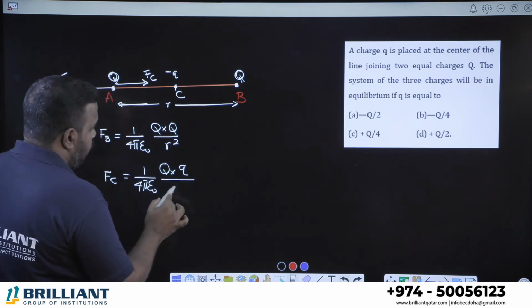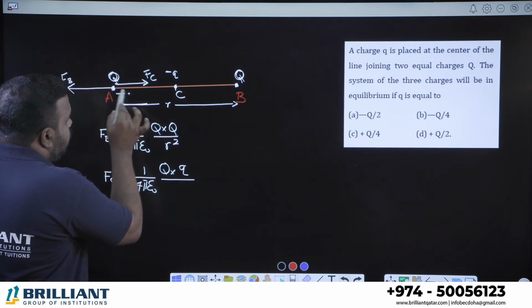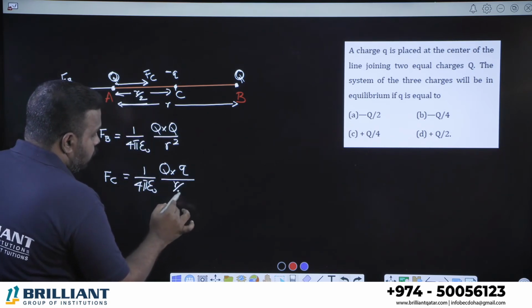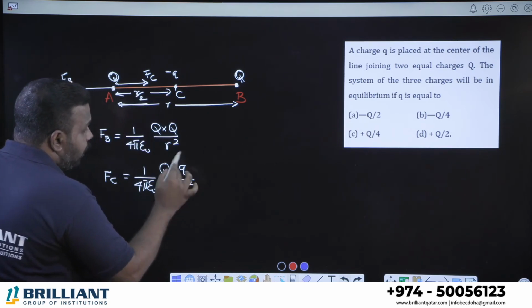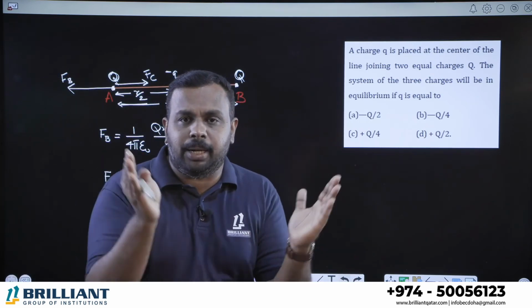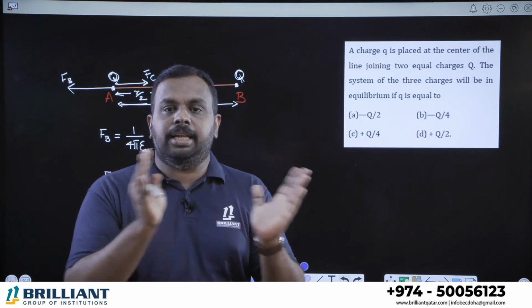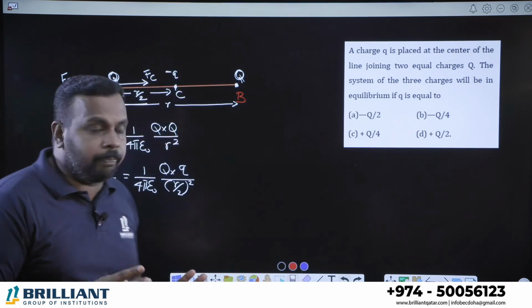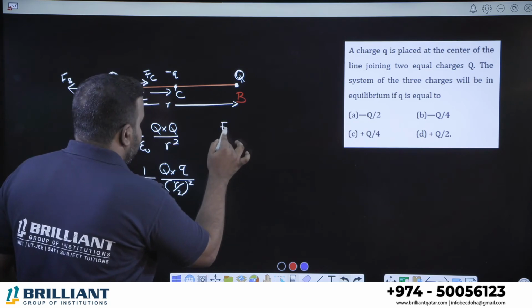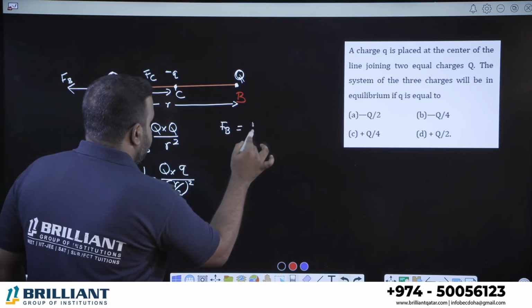Divided by the distance between these two, which will be R by 2 because it is kept at the midpoint, R by 2, whole square. Don't put minus q here because we are equating the magnitude only. The idea of minus we are using only to find the direction of force. It was already applied. Now you can equate because for equilibrium FB will be equal to FC.